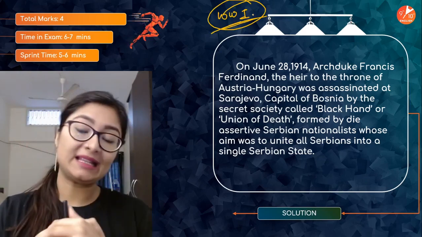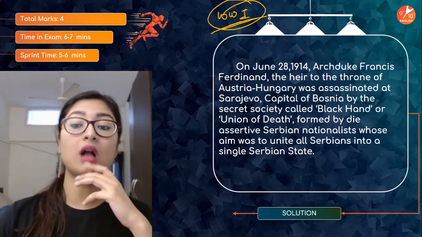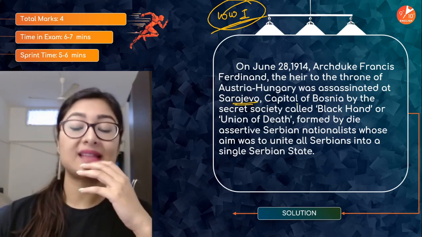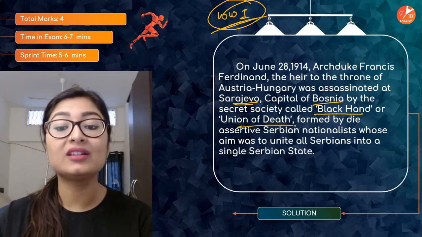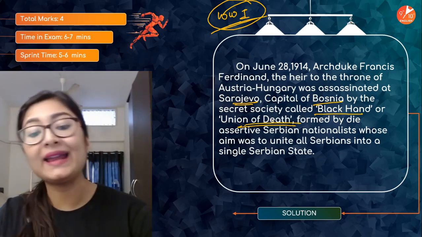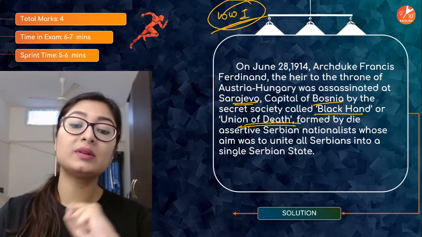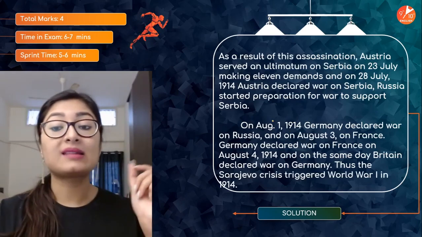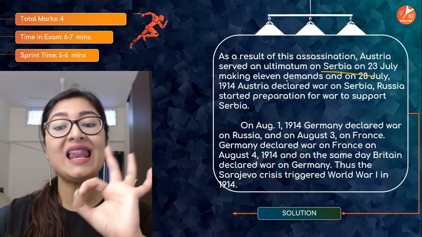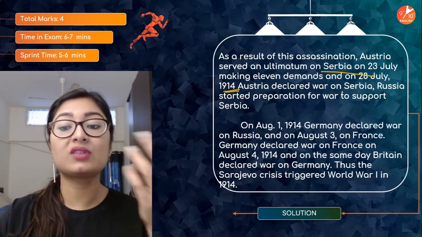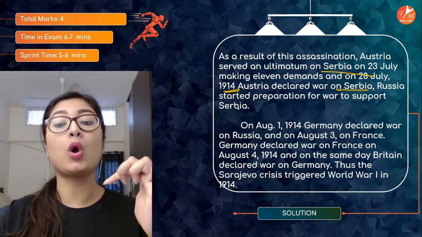On June 28, 1914, Archduke Francis Ferdinand, the heir to the throne of Austria-Hungary, was assassinated at Sarajevo, the capital of Bosnia, by the secret society called Black Hand and the Union of Death, formed by assertive Serbian nationalists whose aim was to unite all Serbians into a single Serbian state. As a result of this assassination, Austria served an ultimatum on Serbia on 23rd July, making 11 demands. And on July 28, 1914, Austria declared war on Serbia, and Russia started preparation for war to support Serbia.